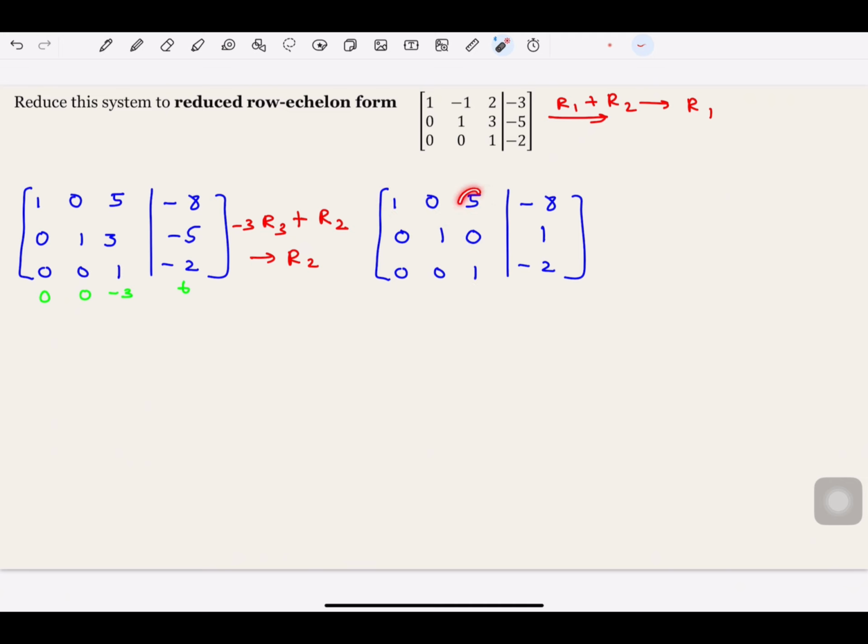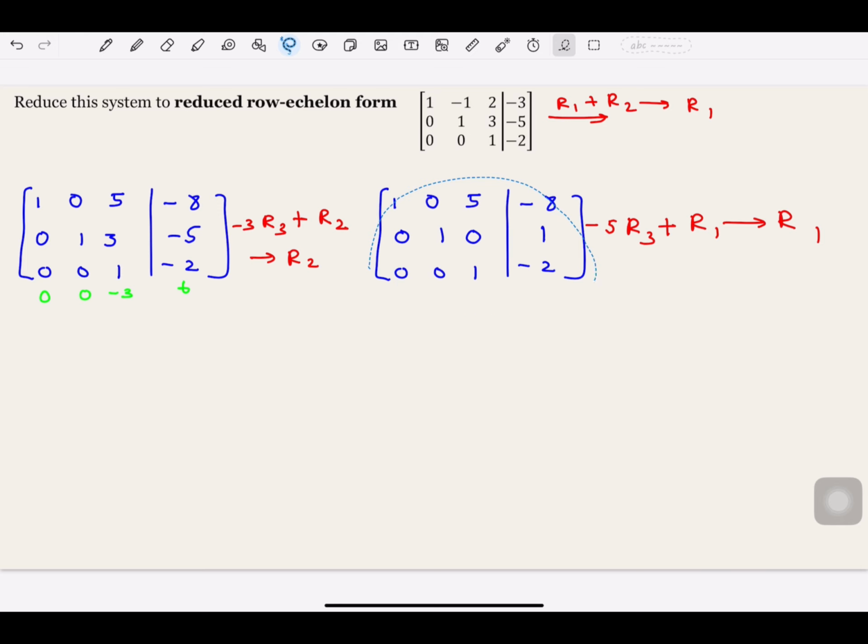So let me get rid of this as well. To do that, I'm going to multiply the third row by -5 and add it into R1. So you multiply R3 by -5 and you add it into R1, and it's going to replace R1.